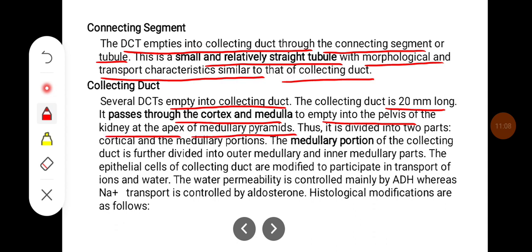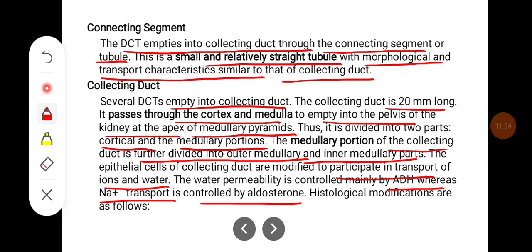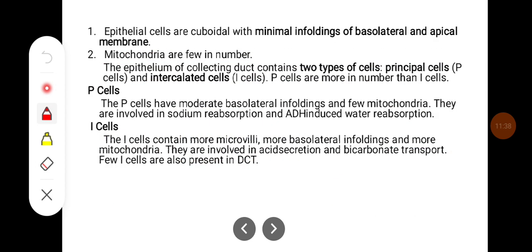Thus, it is divided into two parts, the cortical and medullary portions. The medullary portion of the collecting duct is further divided into outer medullary and inner medullary parts. The epithelial cells of the collecting duct are modified to participate in the transport of ions and water. Water permeability is controlled mainly by ADH, whereas sodium transport is controlled by aldosterone. Histological modifications are as below.